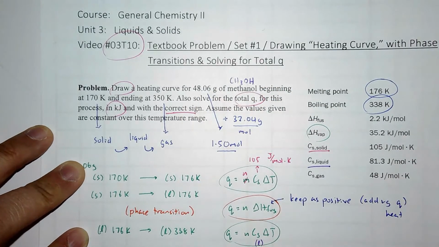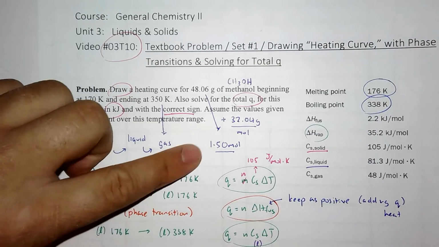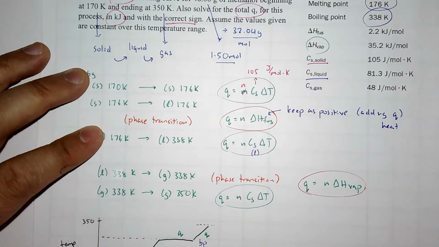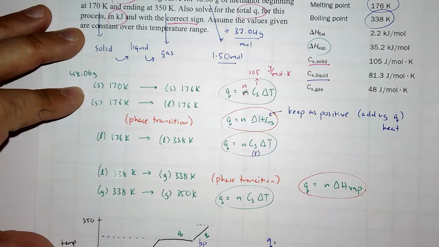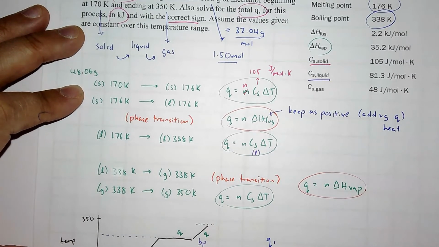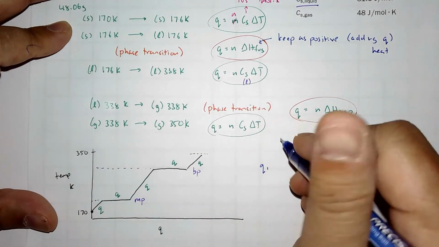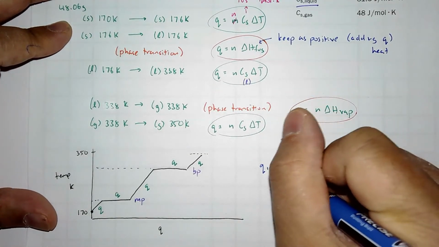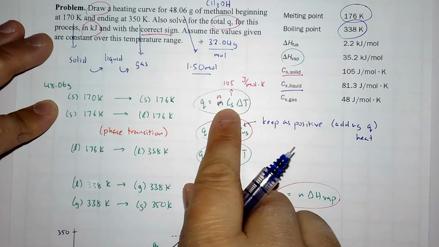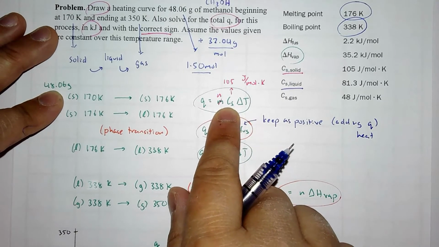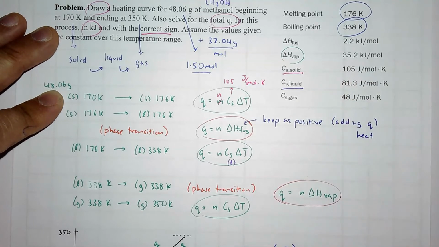Okay, so now with all of these n's, that's where we're going to put 1.50. Alright, let's do Q1. Q1 is the raising of the temperature of the solid. N is 1.50 moles. The heat capacity of a solid is 105 joules per mole K.